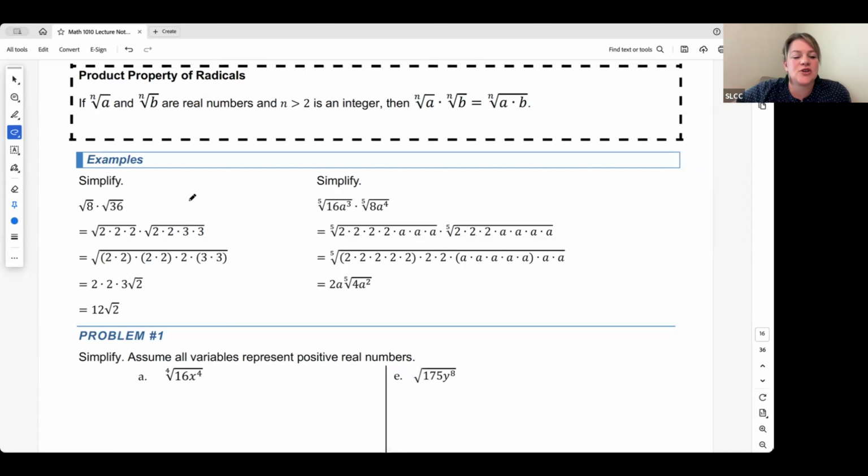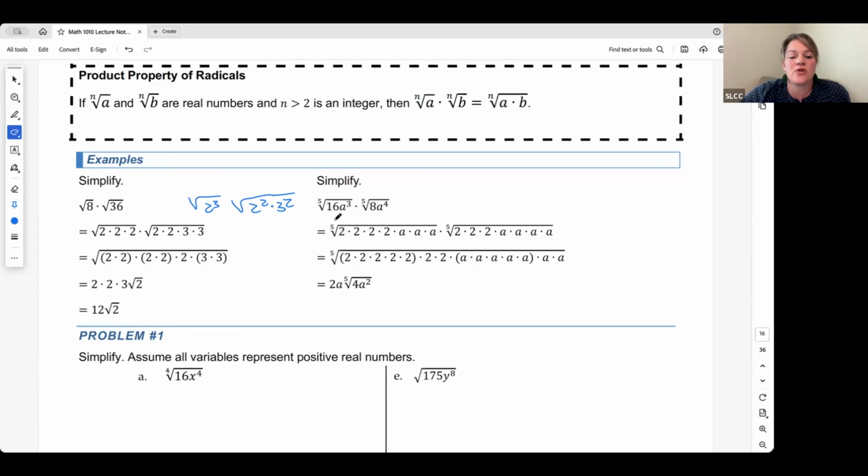So if you were to put that all together, you'd have 2 to the 5th, and then you would take 2 to the 4th out, kind of like what we looked at before. Then you multiply the numbers in front. 2 times 2 times 3 is 12, and you've simplified this to 12 root 2.